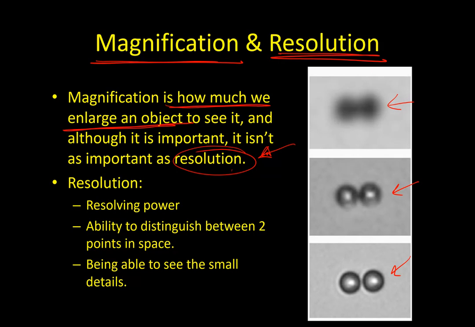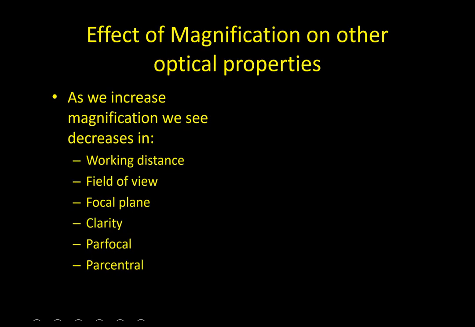This is where resolution comes into play. This has very poor resolution. It's getting a little bit better in the second picture, but by the third picture, you've got really good resolution, that ability to distinguish between 2 points. Resolution is essential for a microscope. If you've got magnification out the wazoo, but your resolution is in the toilet, it doesn't help. So resolution is really important.